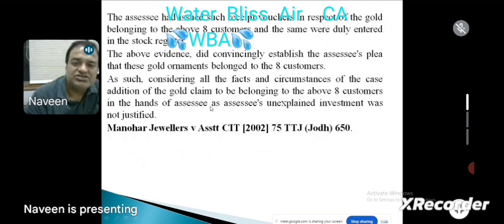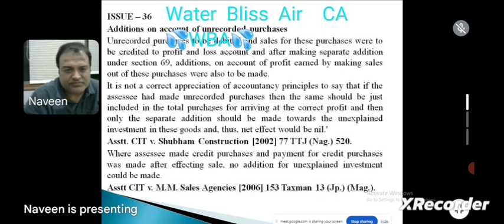The assessee had issued such receipt vouchers in respect of gold belonging to about 8 customers, and the same had been duly entered in the stock register. The above evidence did convincingly establish the assessee's plea that these gold ornaments belong to the 8 customers. As such, considering all the facts and circumstances of the case, addition of the gold claimed to belong to the above 8 customers in the hands of the assessee as a significant investment was not justified.